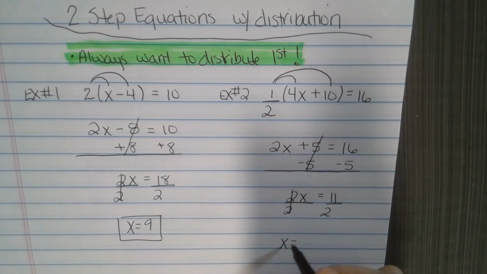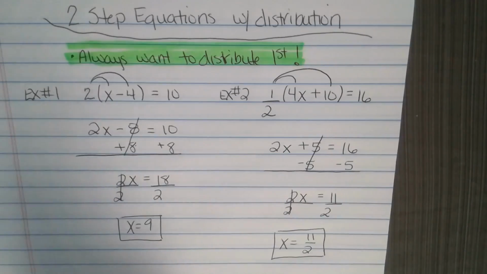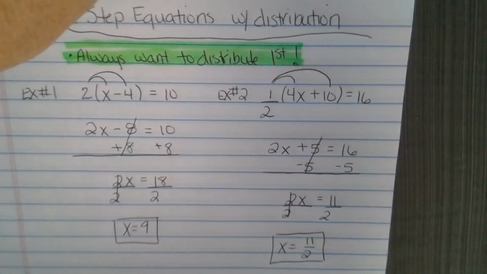And in this case, we don't really get a pretty number. We get 11 over 2. All right, so that is two-step equations with distribution. Now let's look at some problems that are written backwards.